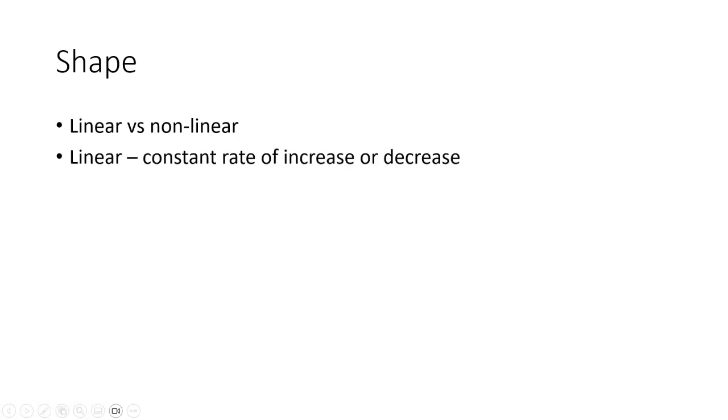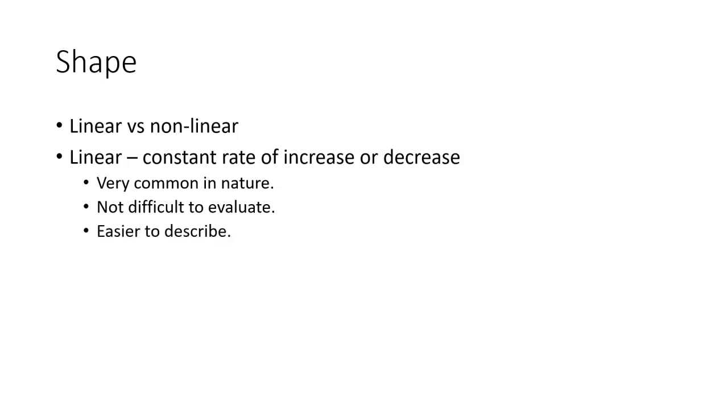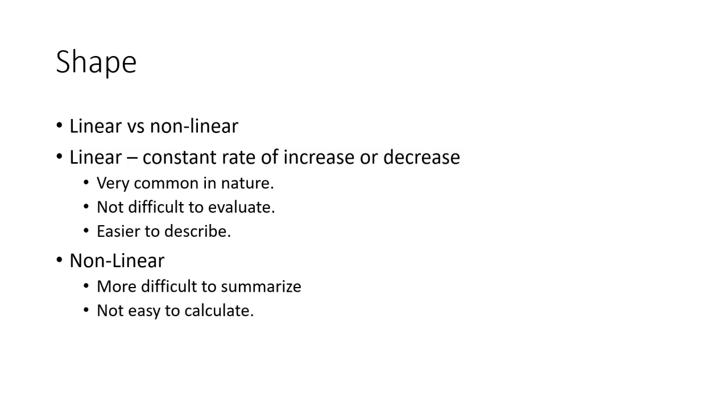Then we have shape. Shape goes down to, is it linear or is it nonlinear? Nonlinear means you can't define it by a straight line. You've got a constant rate of increase or decrease. Linear things are very common in nature. They are not difficult to evaluate. They're easy to describe. If it's nonlinear in nature, it's more difficult to summarize. It is not easy to calculate.